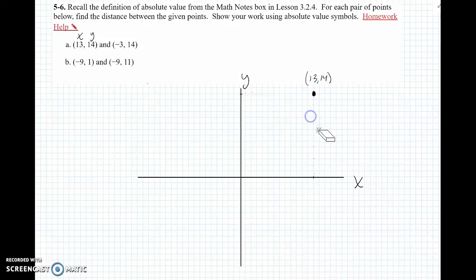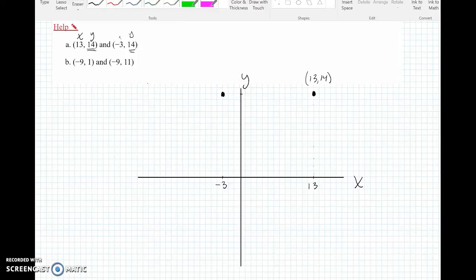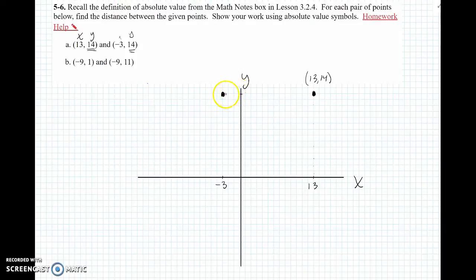And if you notice, they have the same exact y value. The y values are the same, so it's going to be the same distance up. It's just a different direction on the x. So the second point is at -3. 1, 2, 3. -3 on the x. And this is 13 here, and then up 14 right here. So they're asking you, what is the distance between these 2 points? So here it is right here.